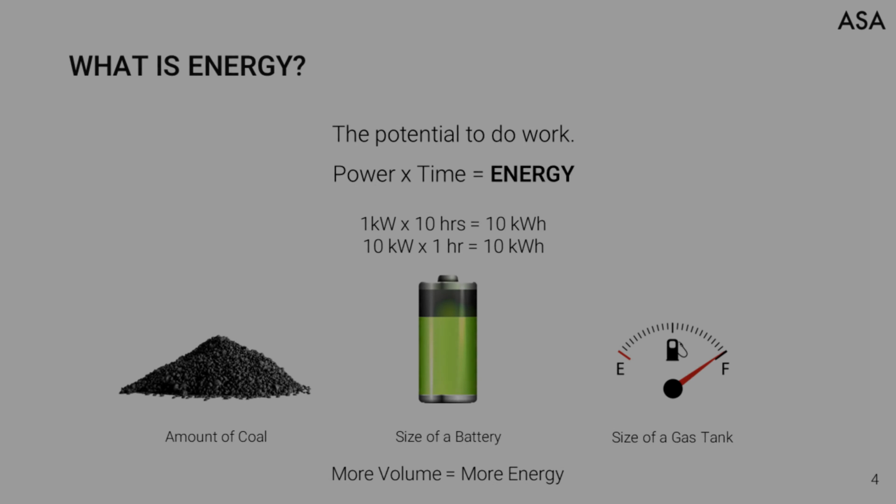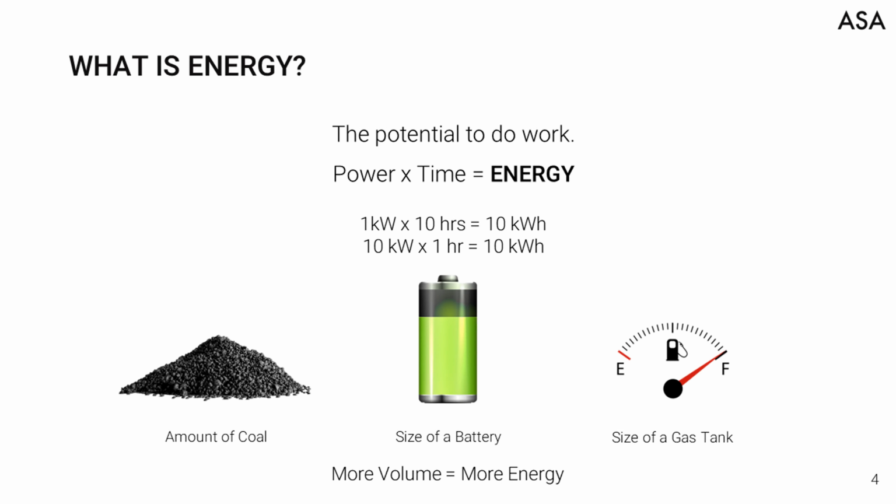So, what is energy? Energy is the potential to do work. Energy requires power for a given amount of time. It is most simply expressed as power multiplied by a period of time. When one increases the rate at which energy is consumed, less time is required to consume the same amount of energy. For instance, a 1 kilowatt load operating for 10 hours is equivalent to a 10 kilowatt load operating for 1 hour. In both instances, 10 kilowatt hours of energy are consumed.